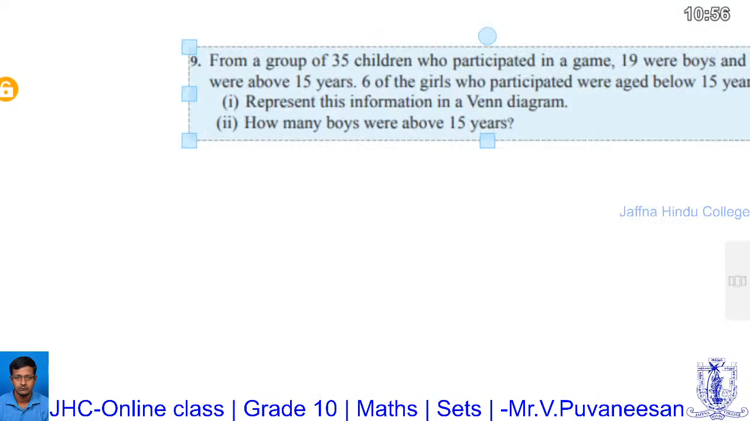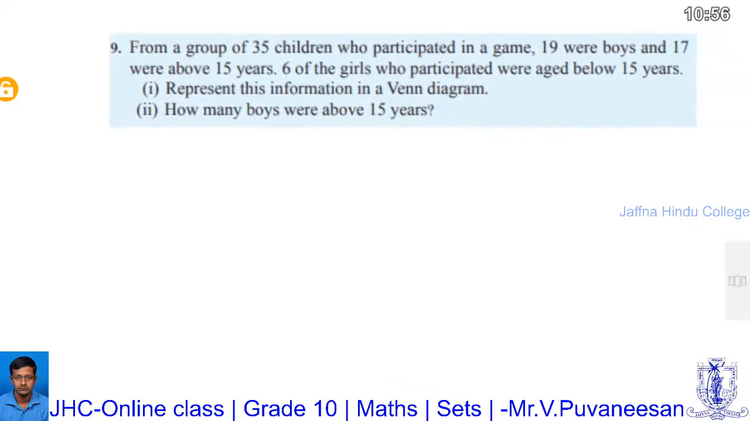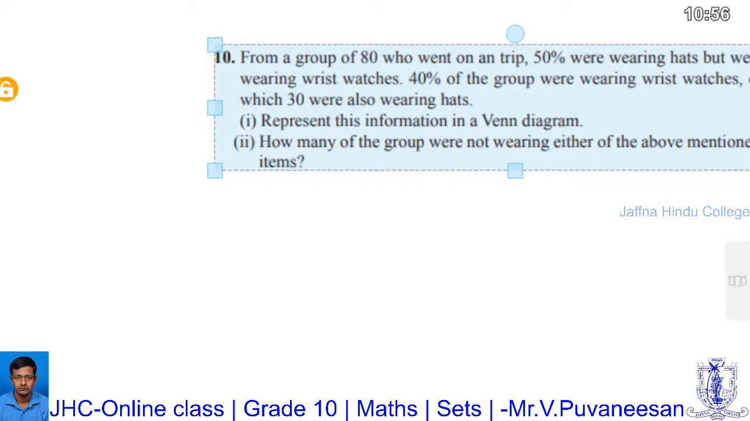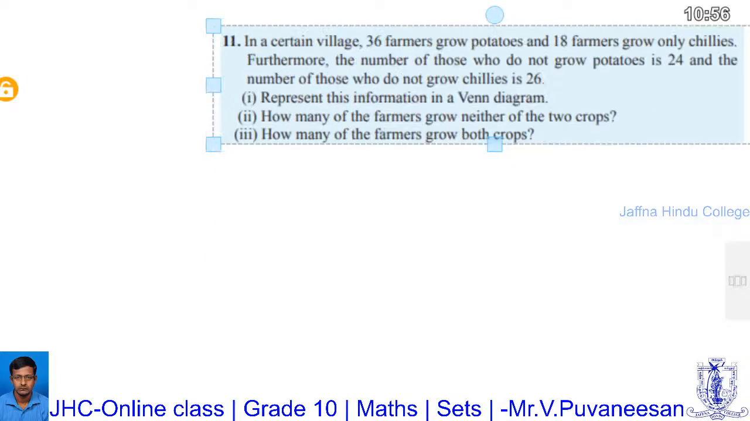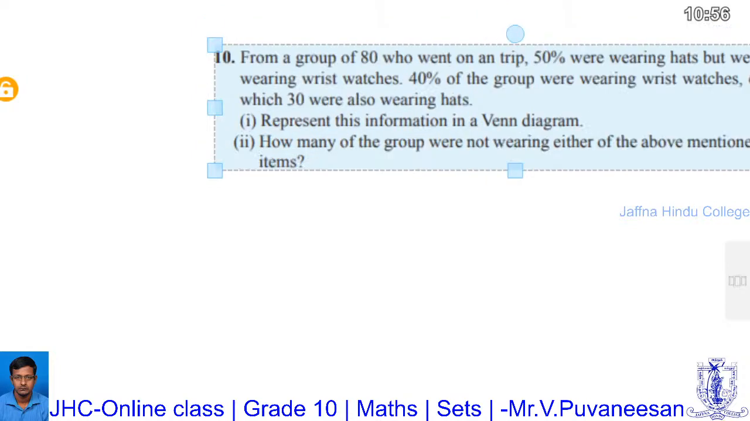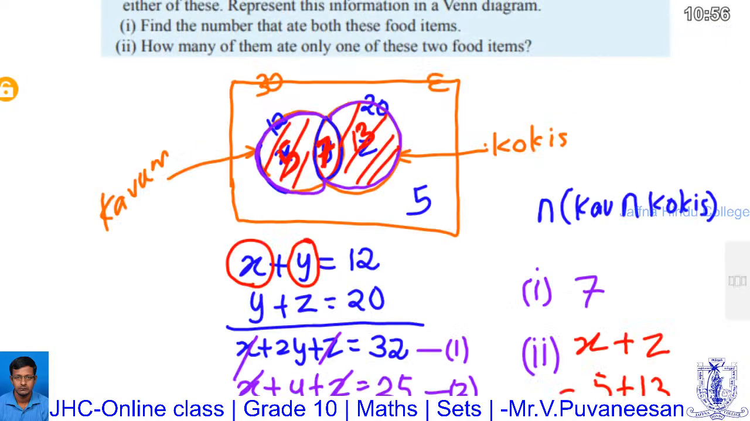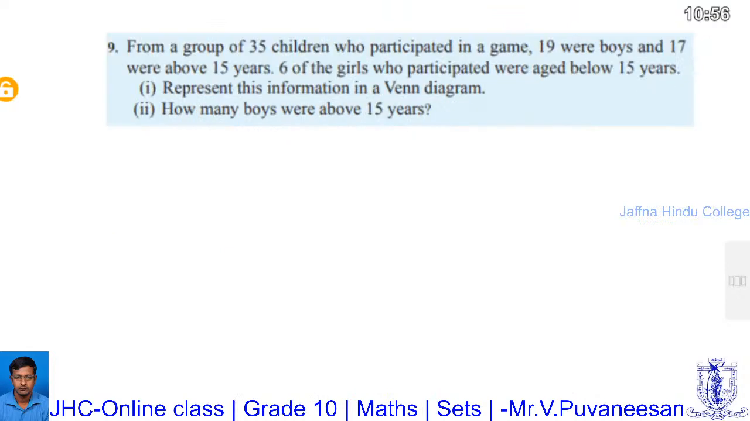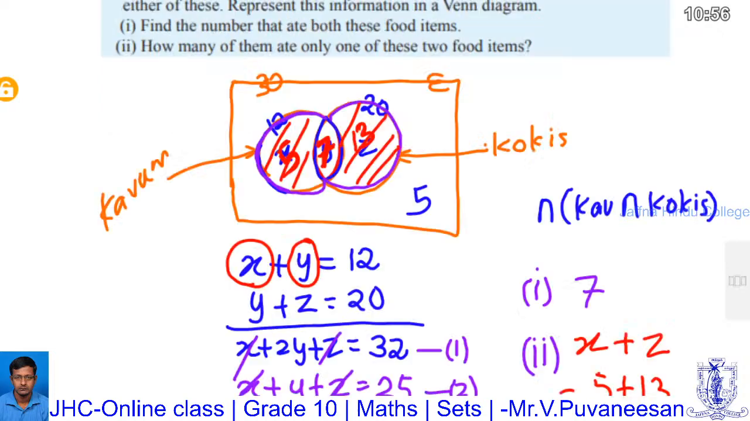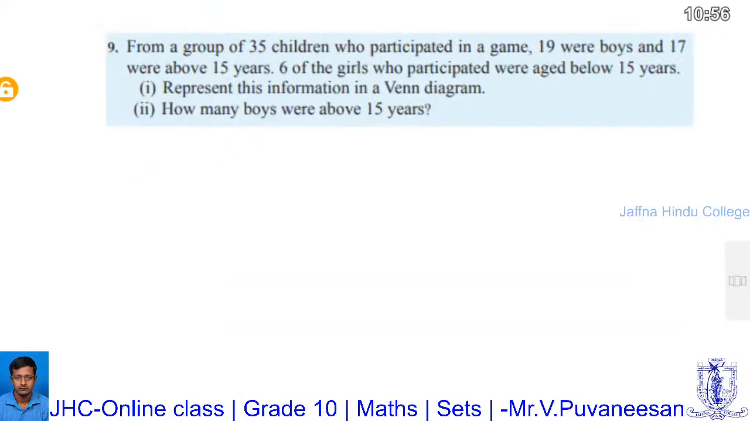We finish this class. Now you do the questions in this exercise. There are 12 questions, and we answered 8 questions. The remaining 4 questions you have to do as homework. We will see these questions in the next class.